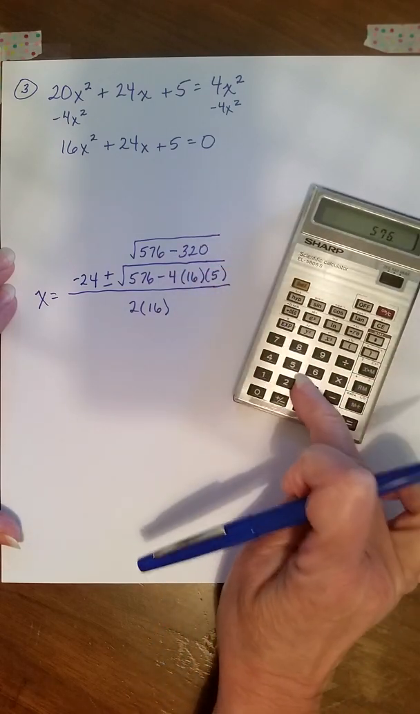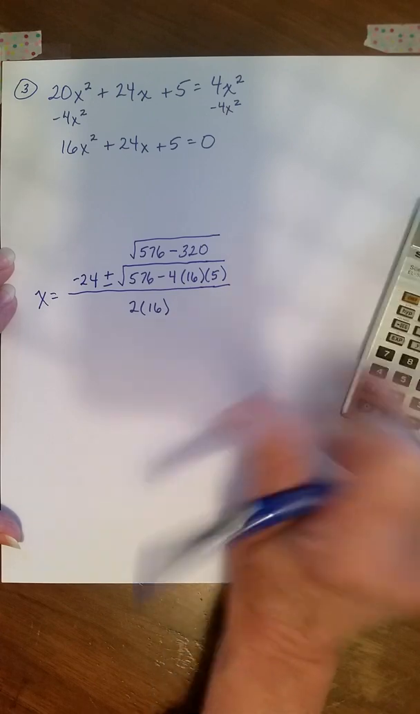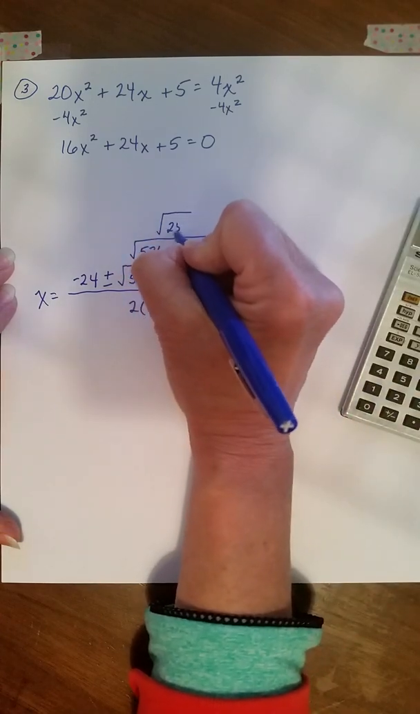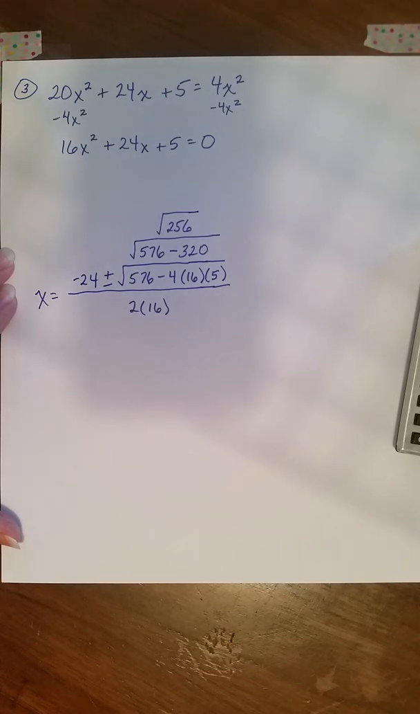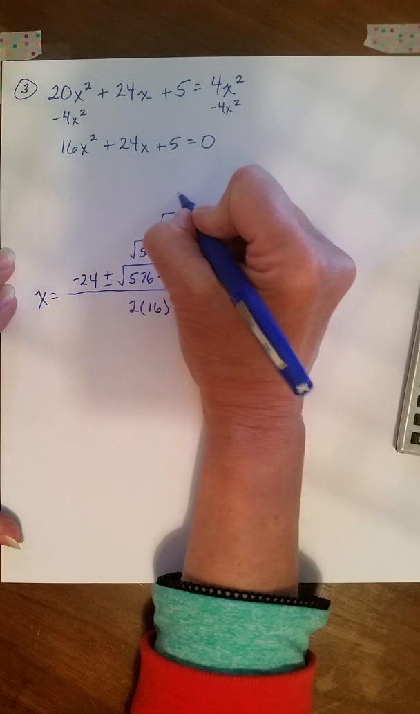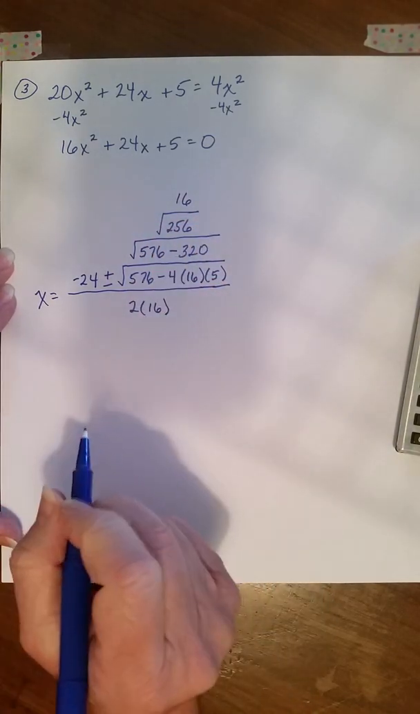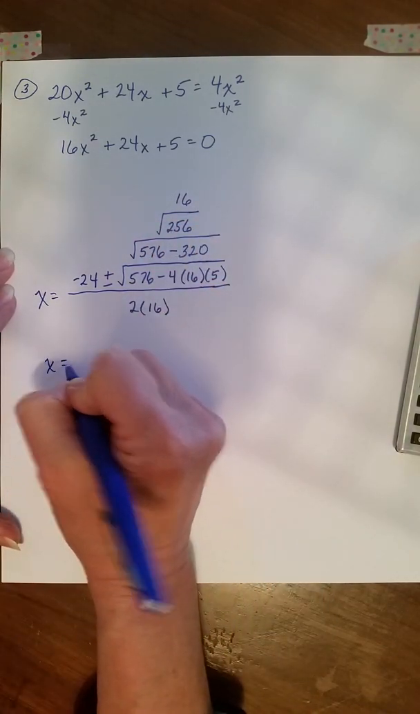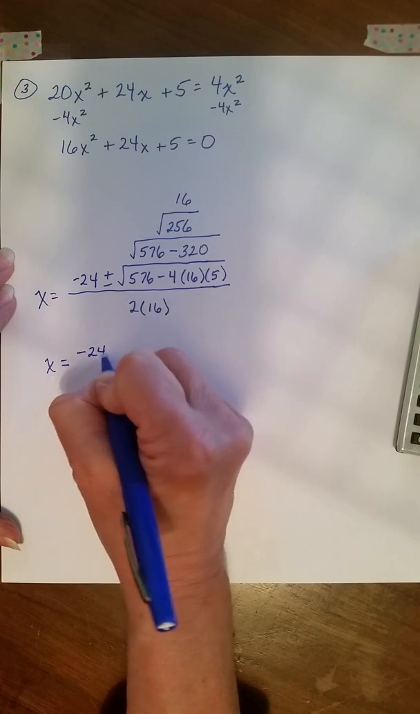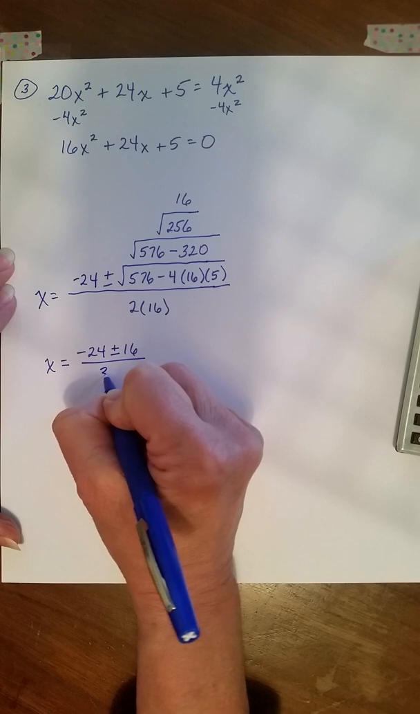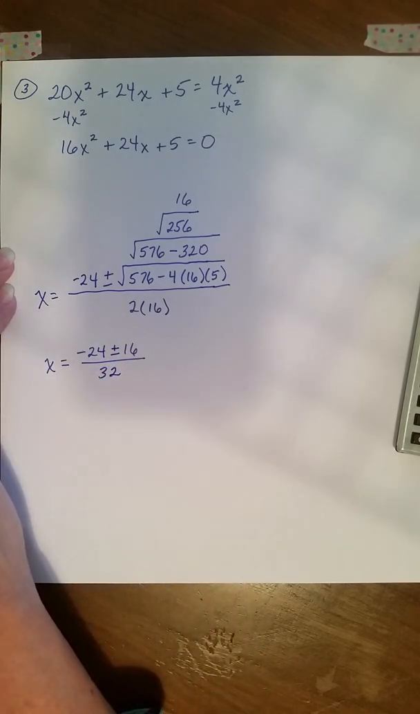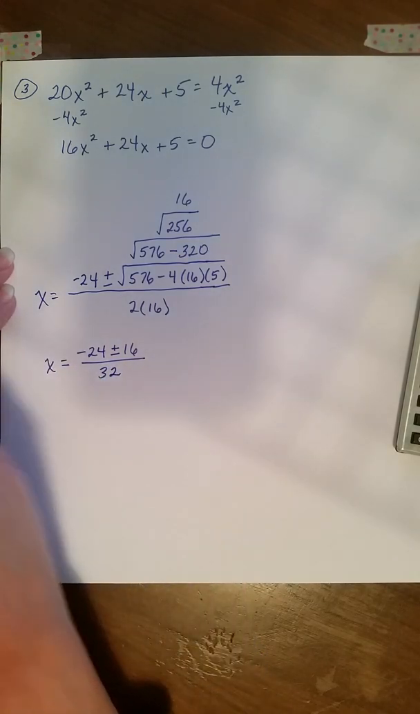576 minus 320 is 256. Well, gosh, didn't we have that earlier? Yeah, in our first problem, we had the square root of 256, and that's a perfect square, and that's 16. So I have negative 24 plus or minus 16 all over 32. Hey, just for fun, hit pause and see if you get the two correct answers.